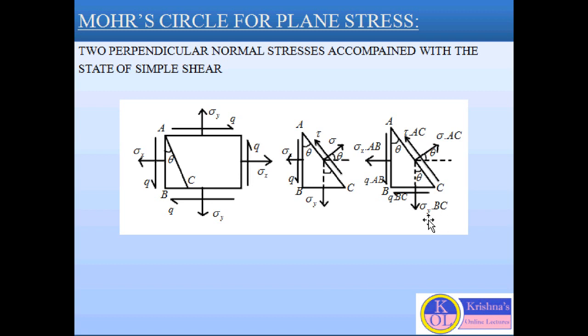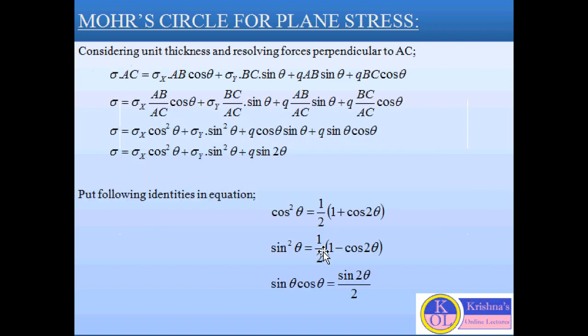So if we resolve all the forces along AC and perpendicular to AC, we will get the final equations for normal stress and tangential stress. Here we are considering the final normal stress as sigma and shear stress as tau. First, if we resolve all the forces perpendicular to AC, we get sigma AC equal to sigma x AB cos theta plus sigma y BC sin theta plus q AB sin theta plus q BC cos theta. And if we simplify this equation, here is the simplification.